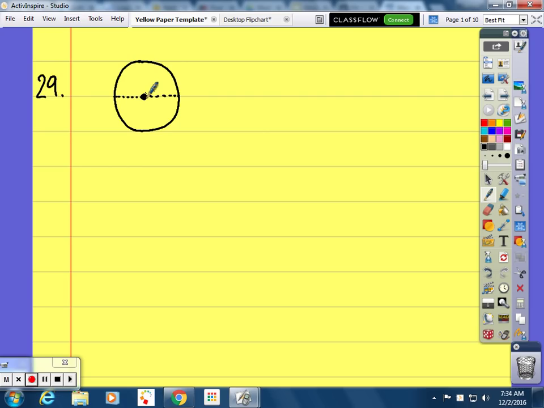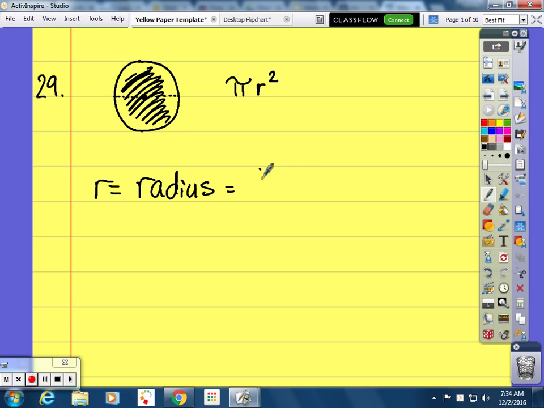And it wants to know the area. The area is the formula pi r squared. It wants to know all of the inside of this. Pi r squared, and that's when you slap your knee and you go, ha ha ha, no they're not, pi r round. So you have pi r squared, and r in this case is the radius. Radius is 1/2 of the diameter.